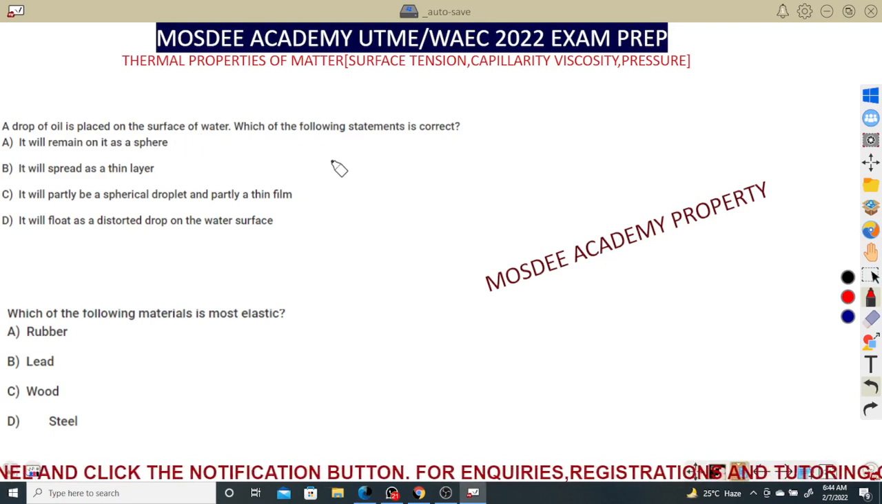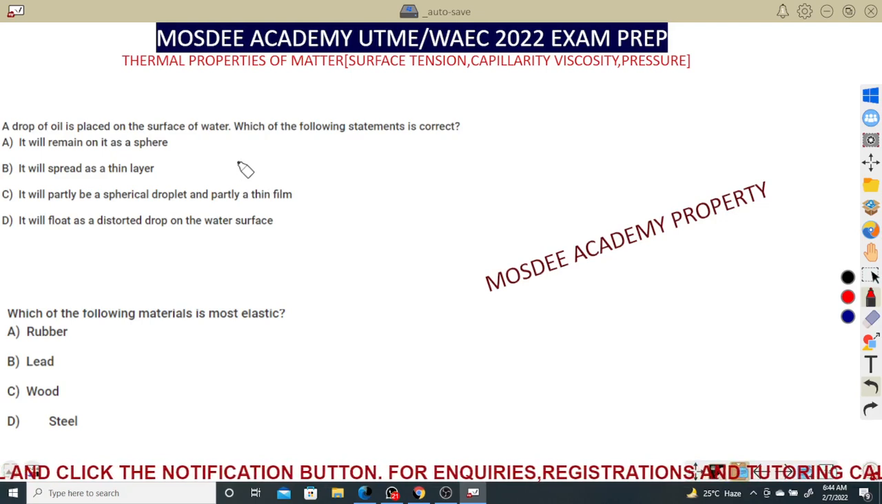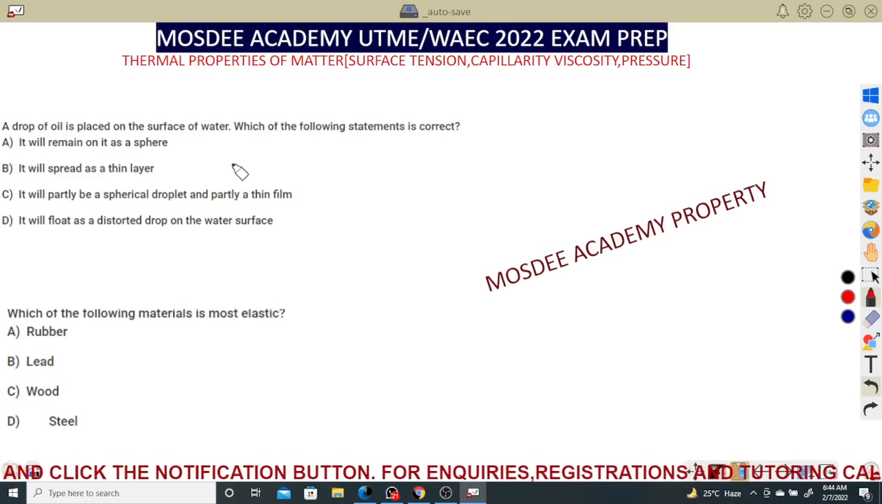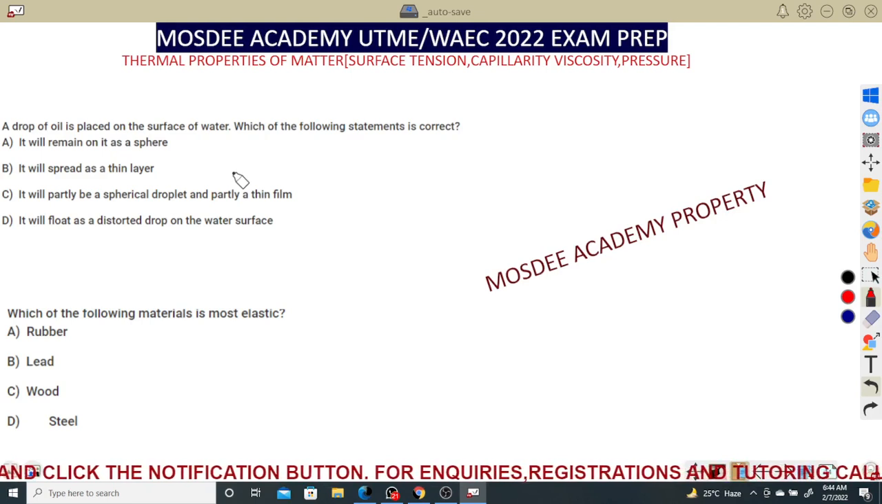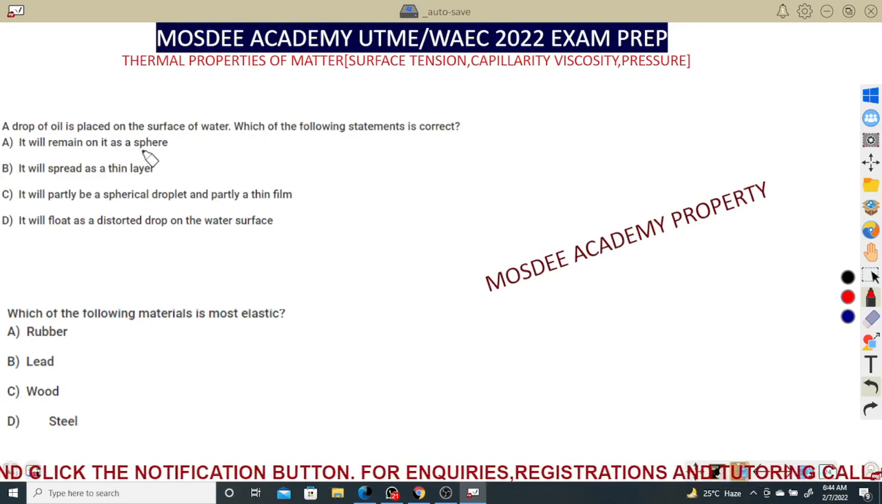So it will spread as a thin layer over water because the surface tension of oil is less than that of water. That is a very important thing, and always keep it at the back of your mind. Still on the topic of thermal property of matter, it will remain on it as a sphere.